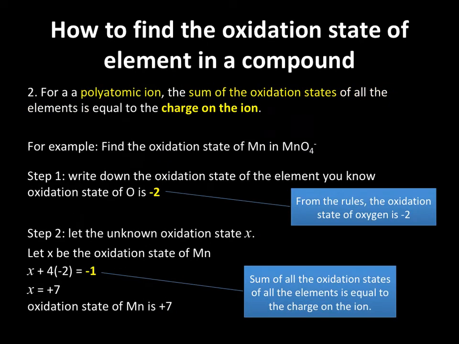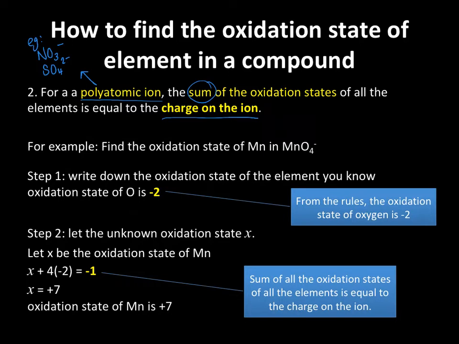Now, for a polyatomic ion, what are polyatomic ions? Some examples of polyatomic ions would be your NO3 minus and your SO4 2 minus, an ion with more than one type of atom. Okay, so this is just an example. Now, for a polyatomic ion, the sum of all the oxidation states will be equal to the charge on the ion. Let's look at one specific example.